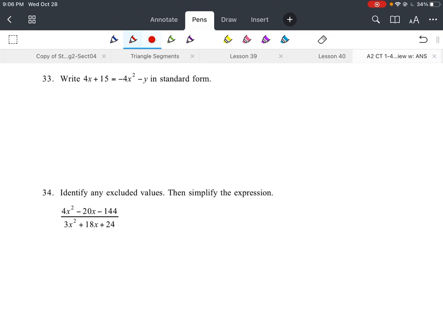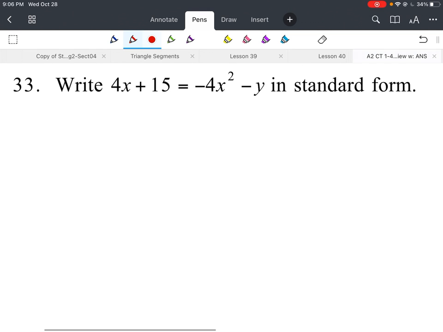Right. Okay, here we go, number 33. Write this equation in standard form. Standard form is just to get y by itself, guys. So what's going to be the easiest way here? I could save a step if I moved y to the left and moved x's and everything else to the right. So let's do plus y, and I'll subtract, and minus 15, minus 4x, and minus 15.